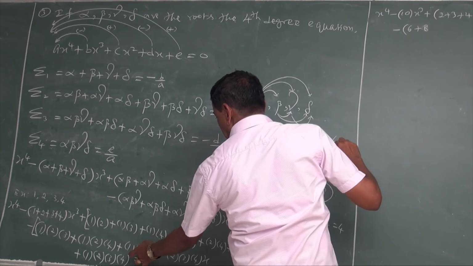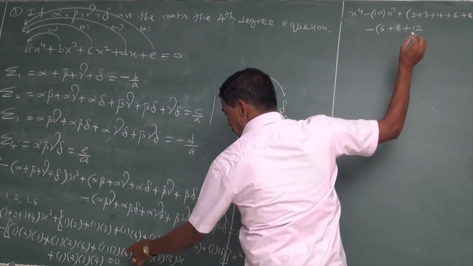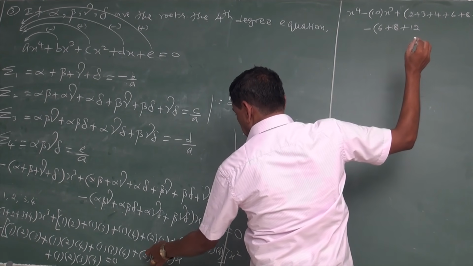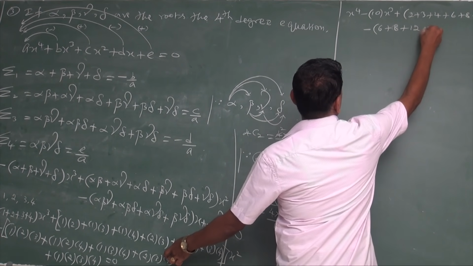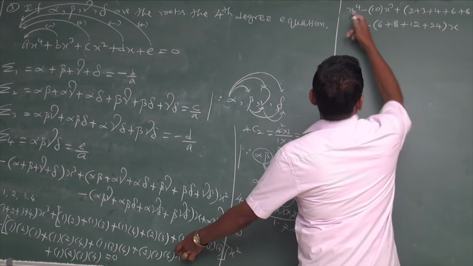Here 1 3 is 3, 3 4s are 12. So plus 12. Here 2 3s are 6, 6 4s are 24. So plus 24 into x. Okay, plus minus.